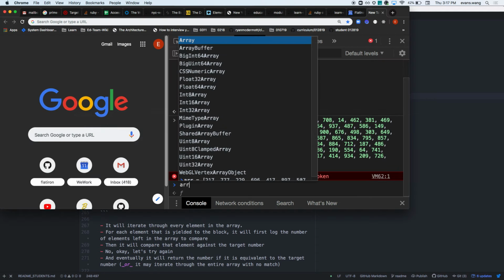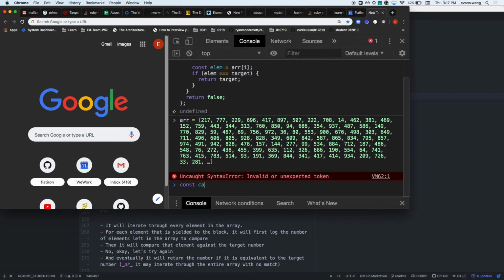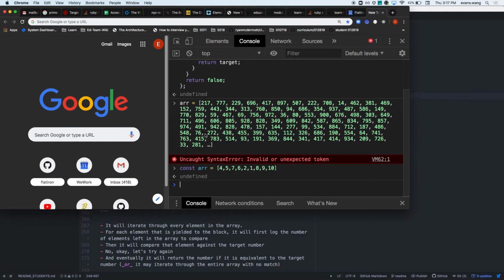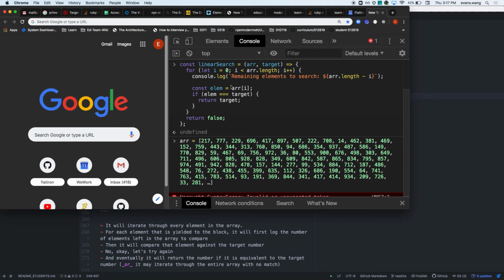Let's actually make an array. Const coolArray is equal to an unsorted array of, I don't know, 4, 5, 7, 6, 2, 1, 8, 9, 10. Am I getting all of them? That's good enough, right? Good enough. Great. Let me run this function now and see what happens.